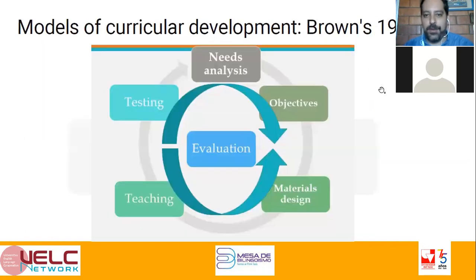If we look at Brown's model, this is specifically for language teaching. It's, we can say, a classic model, but it's very similar, right? Again, we start from analyzing needs, developing objectives, designing materials, the actual teaching, which would be equivalent to the implementation in the other model, and testing. However, Brown agrees that evaluation, beyond just testing, evaluation of the whole program, is part of the whole cycle and should be in every step of the process.